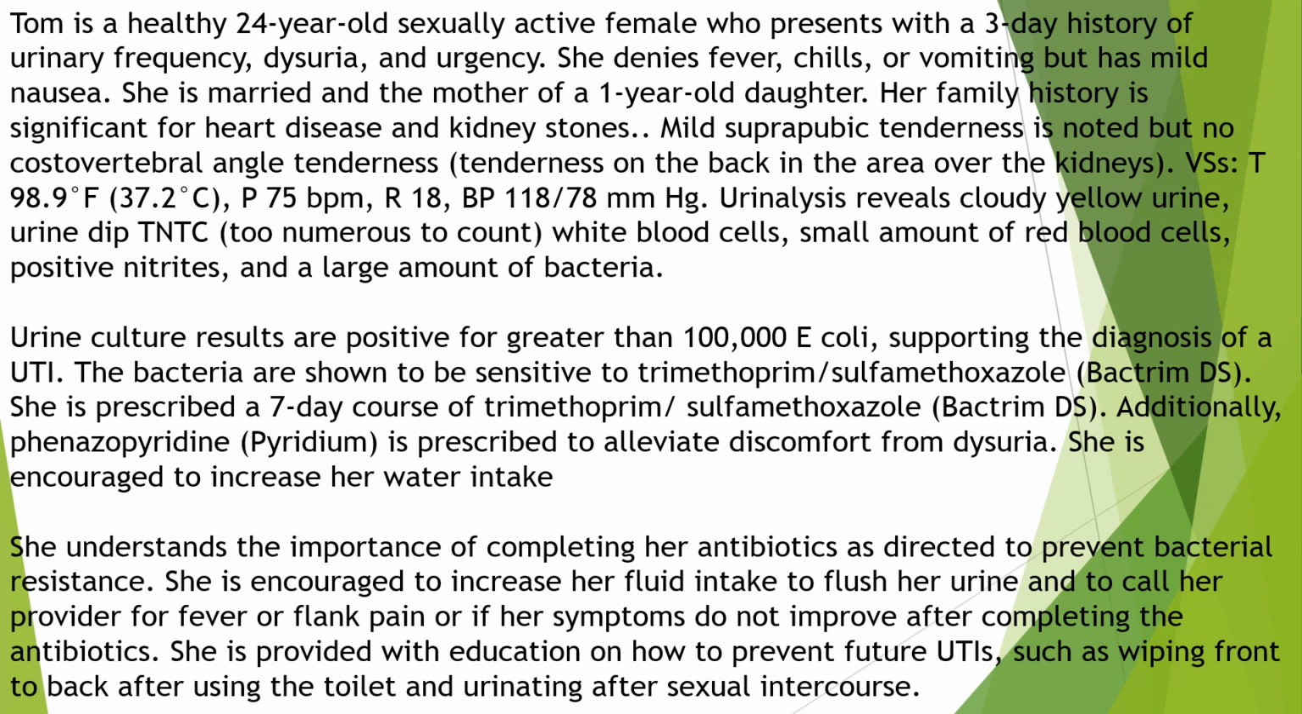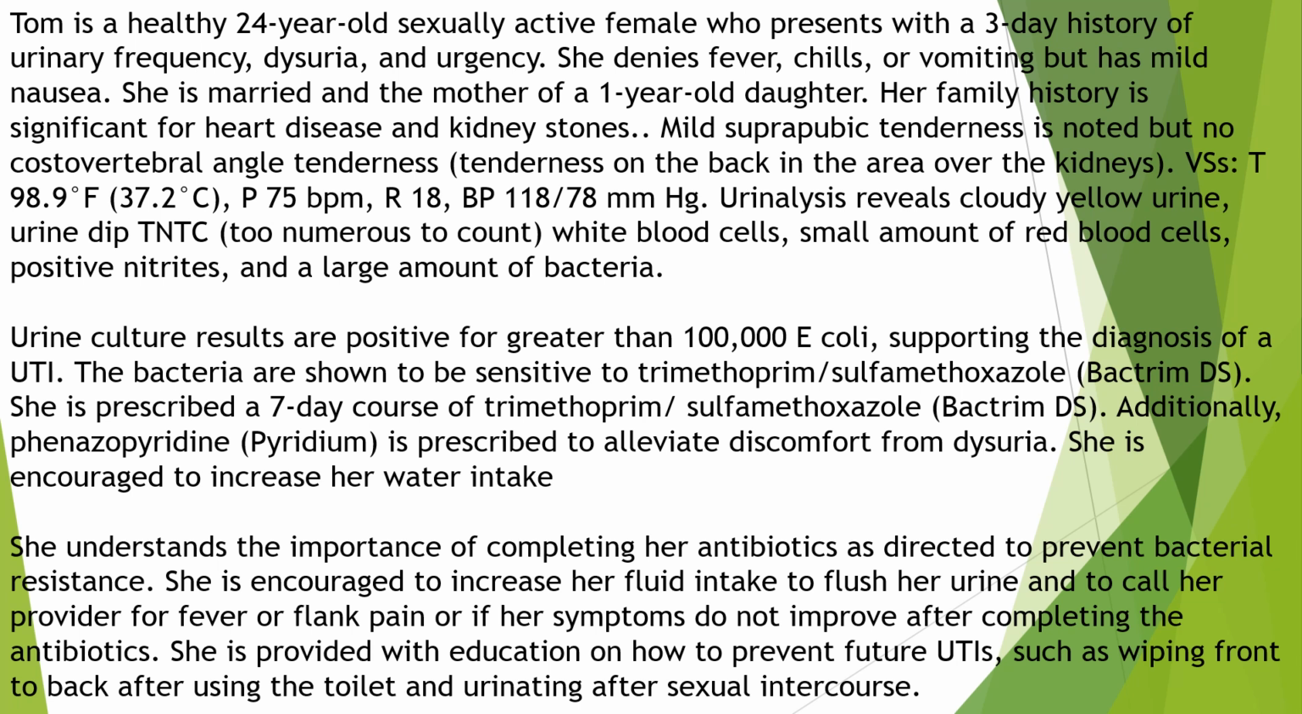Mild suprapubic tenderness is noted but no costovertebral angle tenderness, that is, tenderness on the back in the area over the kidneys. Vital signs: temperature 98.9, pulse 75 beats per minute, respiration 18, BP 118 by 78 mmHg. Urinalysis reveals cloudy yellow urine. Urine dip shows too numerous to count white blood cells, a small amount of red blood cells, positive nitrites and a large amount of bacteria.